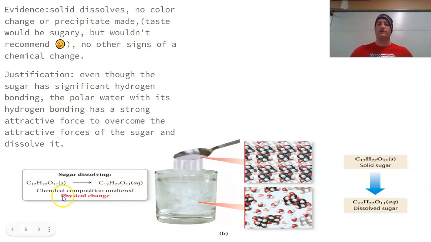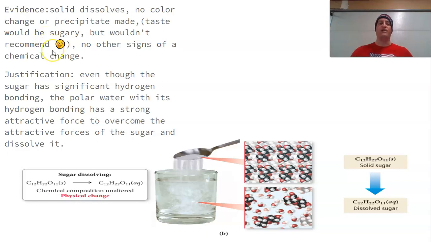Something like sugar dissolving is often thought of as a chemical change because you get something different. You can see again in the images, these big sugar molecules are just separated by the water now. Again, no chemical changes occur. How would you know? The solid dissolves, it doesn't react, no color change, no precipitate made. It would taste sugary, so therefore you could say it retains that property.